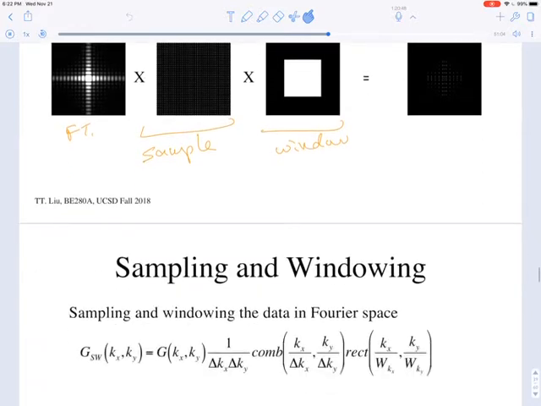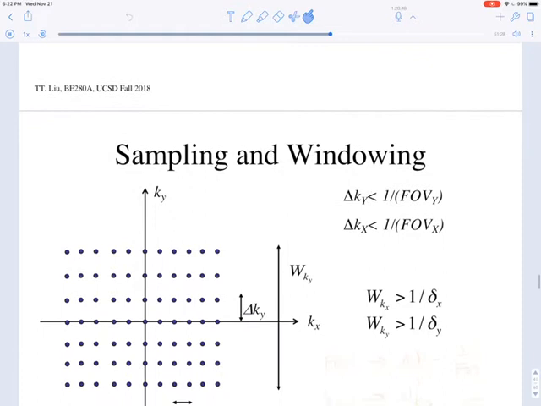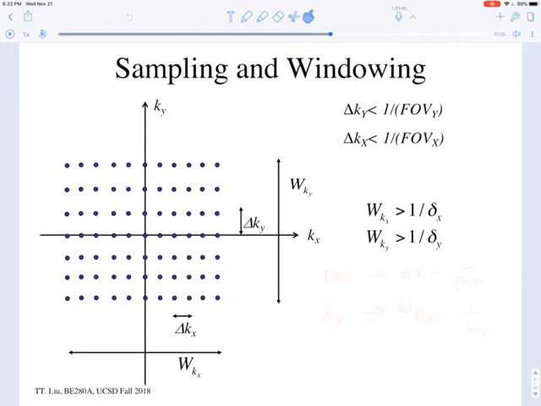That's shown here, where this is the replication and this is the blurring. The convolution with the comb gives us the replication, and the convolution with the sinc gives us the blurring. At the end of the day, once we've gone through all the theory, the nice thing is that the design rules are fairly straightforward. If you're given the FOV, use it for delta K equal to 1 over the FOV.